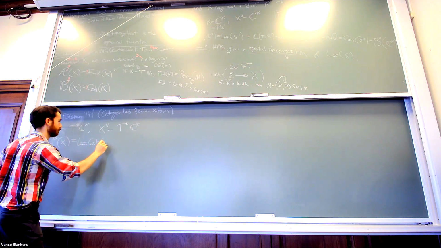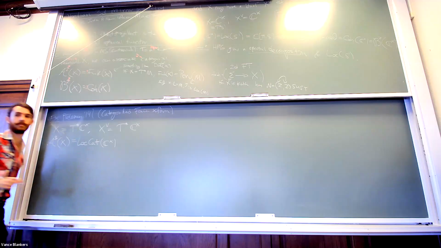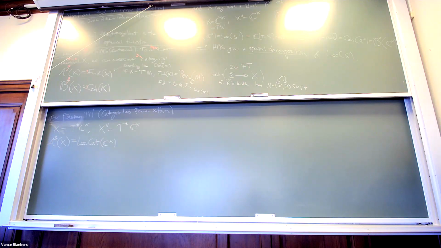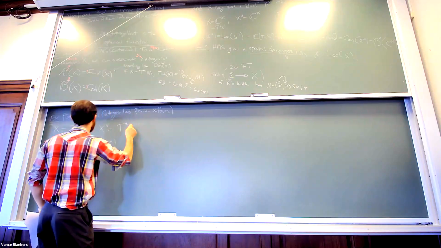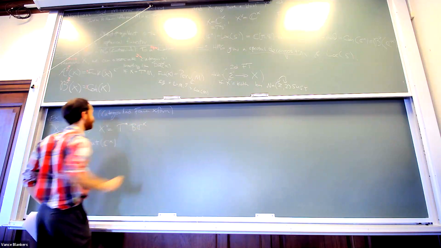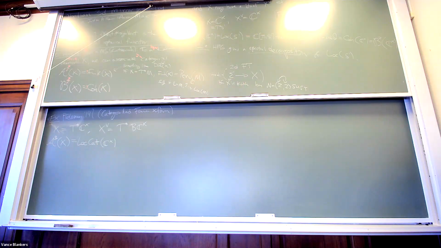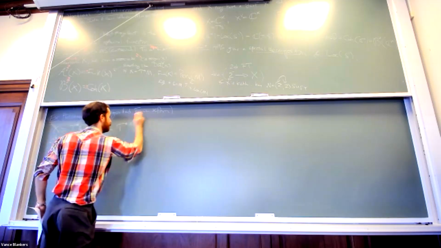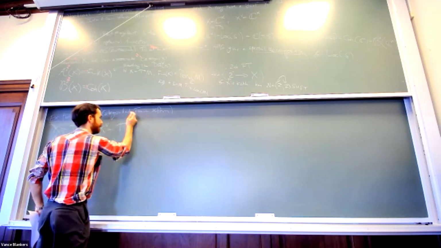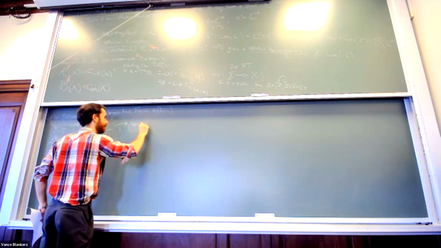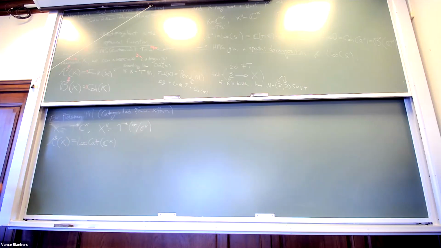Someone in chat says they think you mean BC star instead of C star. Thank you. Thanks. Great. So, cotangent bundle of BC star. So this thing is of course an Artin stack, but it's going to be okay. So this is going to be the two category of local systems of categories on C star.